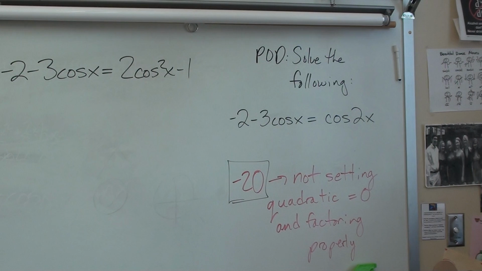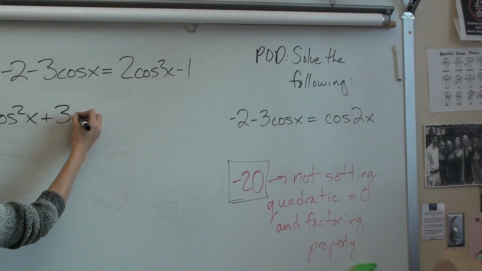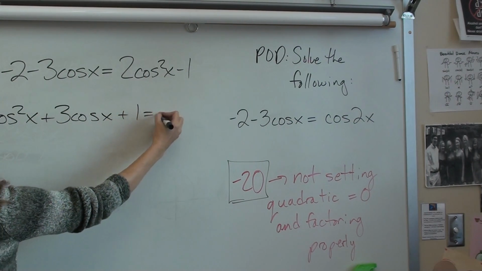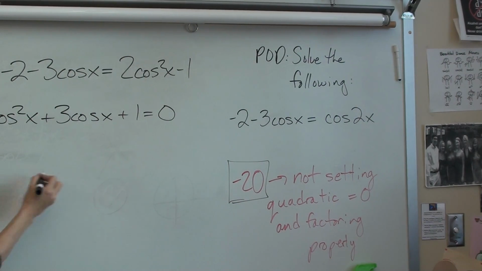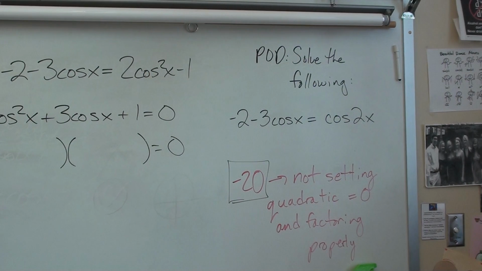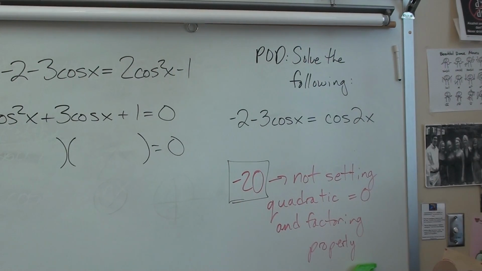Okay, this is a quadratic. What should I do next? Set it equal to 0. I'm going to move these over to this side, but I'm going to write them this way. So I have 2 cosine squared x plus 3 cosine x, and when I add 2, I get plus 1 equals 0. What do I do now? Factor. Everyone take a moment and factor, if you haven't already done so.